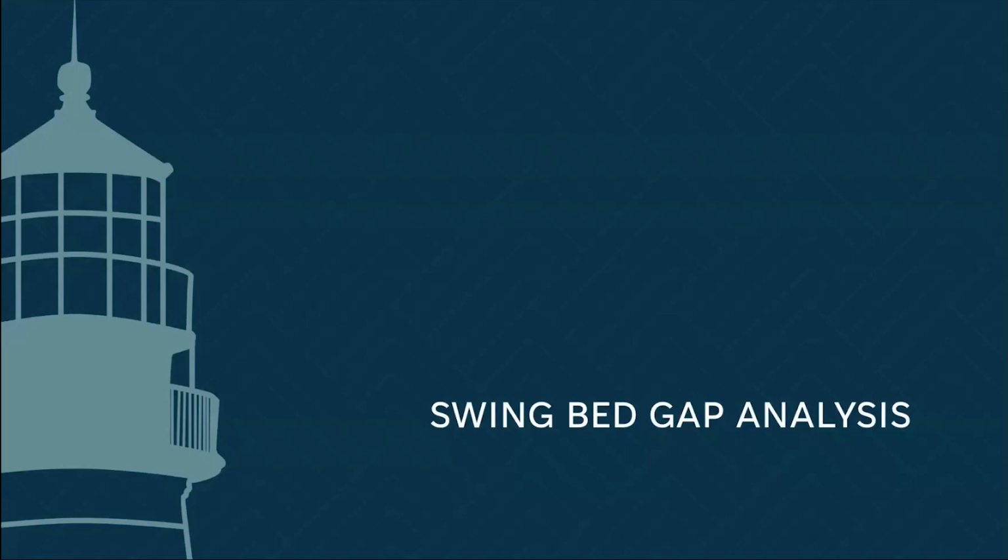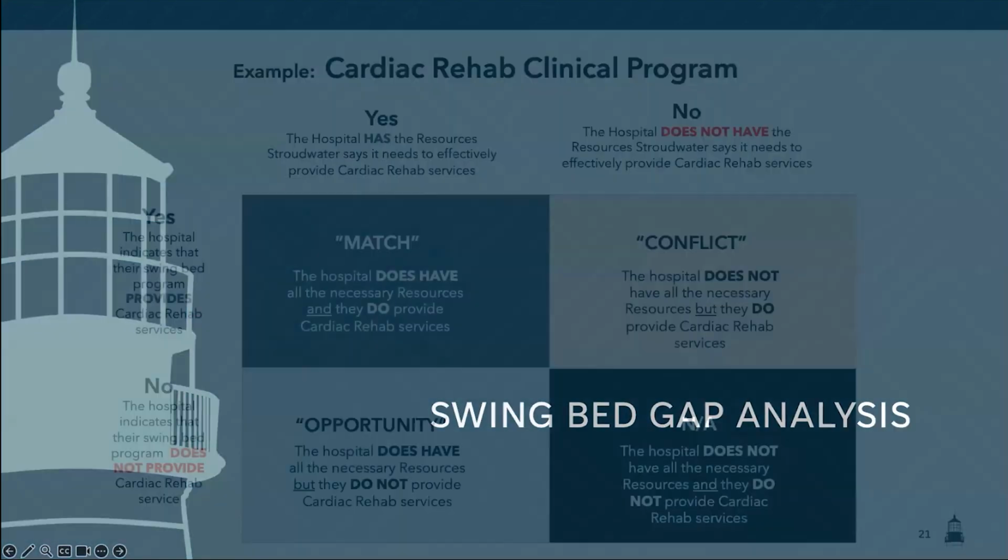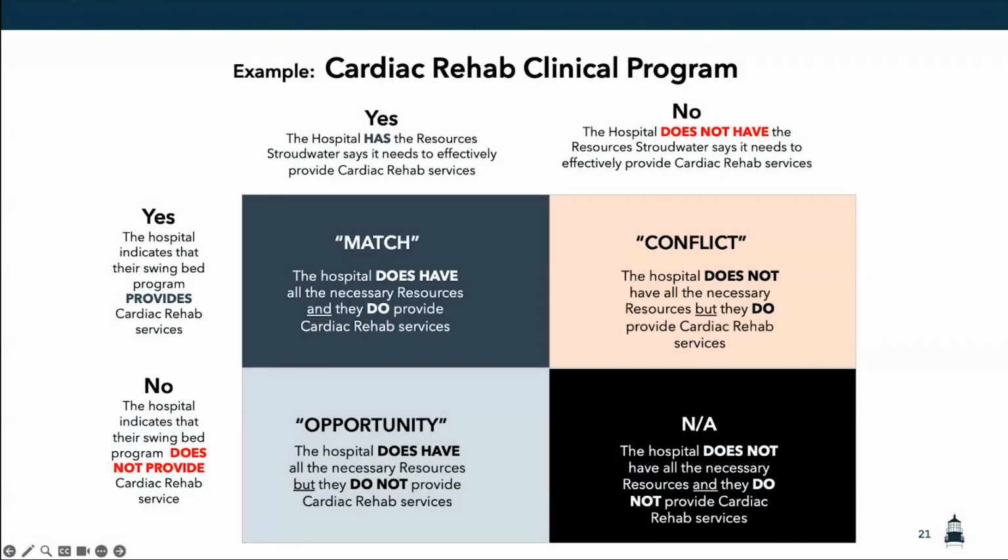And this is a great tool for you all to use to at least give you a baseline of some of the opportunity areas or some gaps within your swing bed program. And so an output of that gap analysis that you have access to on the Stroudwater portal is an opportunity matrix. And basically what it shows you is whether you have a match, a conflict, an opportunity, or NA.